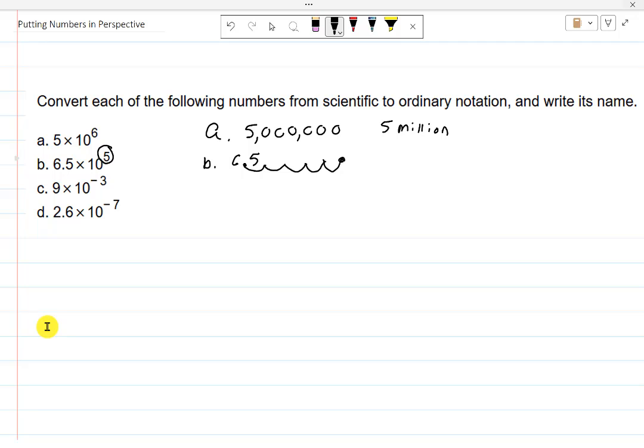Now in those spots where there's nothing, I'm going to fill it with zeros. So you can always put a 0.0 at the end of it. But what we ended up in a simpler way of looking at it is just 65,000.